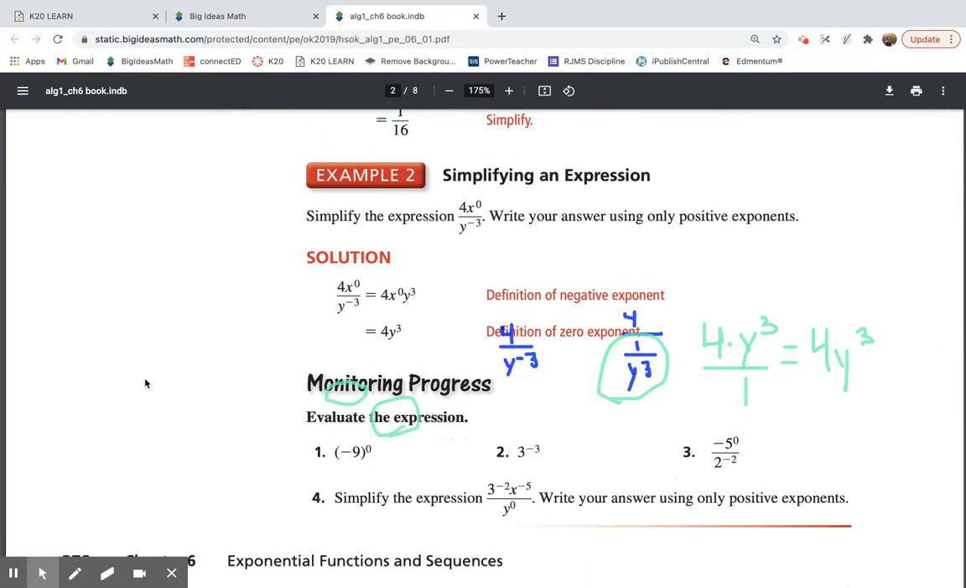Okay, let's see. I want y'all to try 1, 2, and 3. We won't worry about number 4 for right now. We'll look at some more here in a second. So try 1, 2, and 3. Go ahead and solve them completely, and then I will go over it with you.